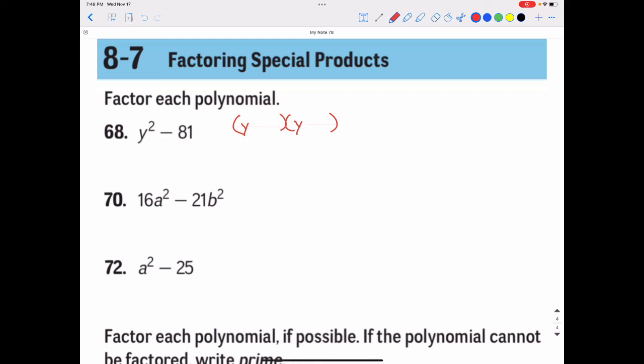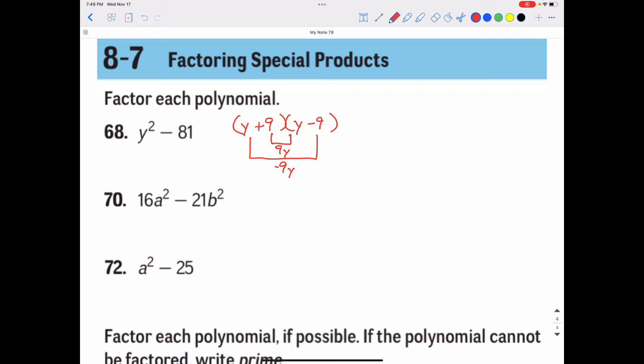So we're looking for factors of negative 81 that add up to 0. For negative 81, we have to use positive 9 and negative 9, and we have to use those numbers so it adds up to 0. So we get 9 and negative 9, and that adds up to 0.